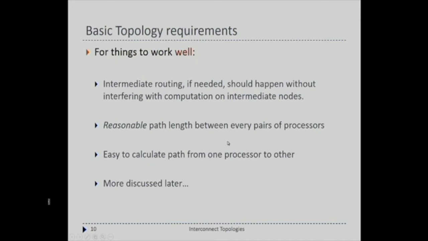you want intermediate routing. When data goes from here to there, it stops at some intermediate stops. Those stops should not depend on the CPU that's doing the useful computation of the application. They should just happen in the switches themselves. Path length should be reasonable, and it should be easy to calculate the path from one process to another. You can make a very complicated topology, but if I get a message, say, okay, this is a flit, where should I send it? Based on the destination address, if I cannot very quickly make that decision, then I don't have a good topology. The routing must be very simple.